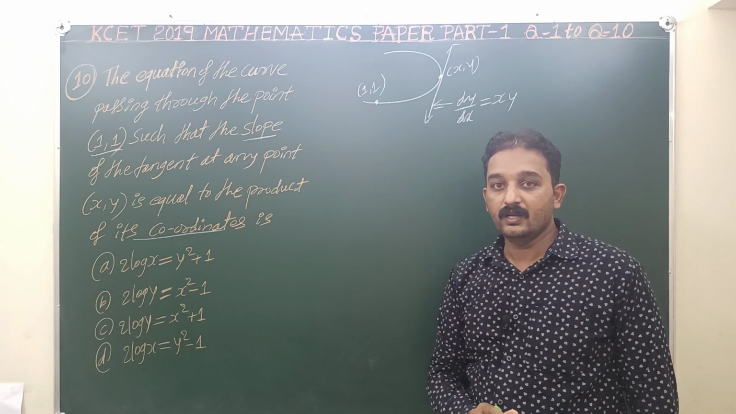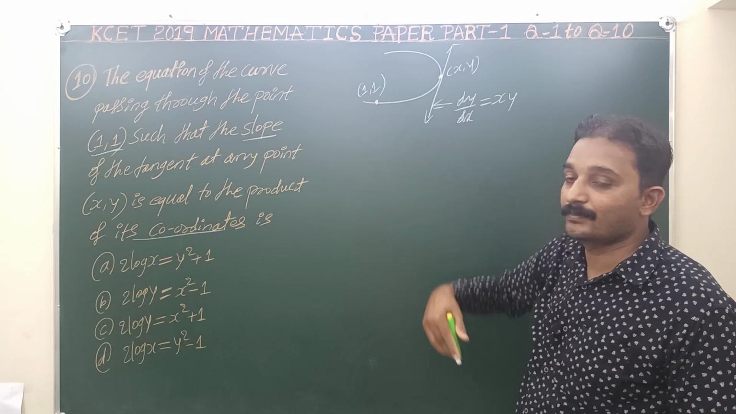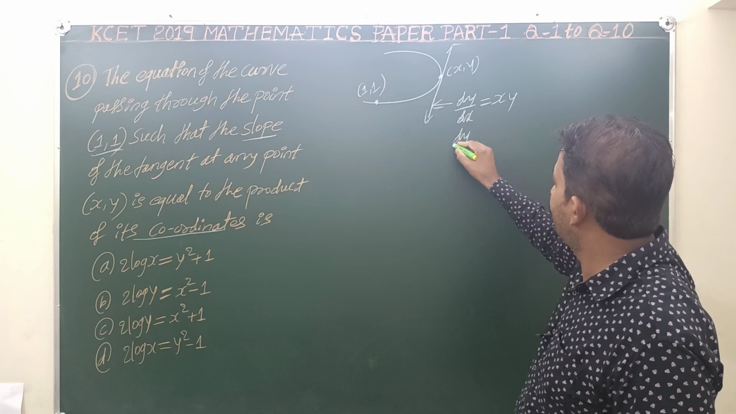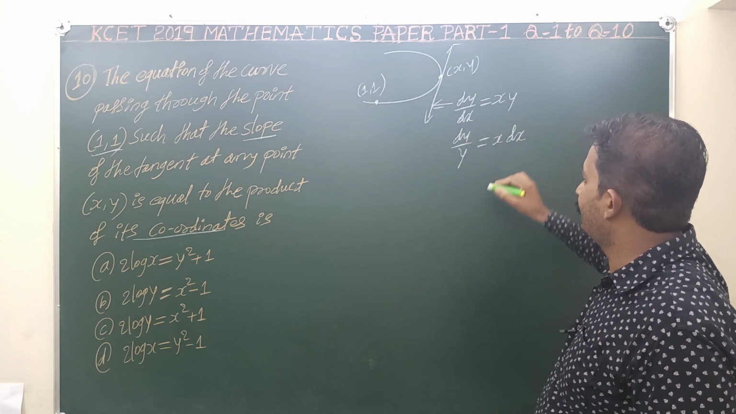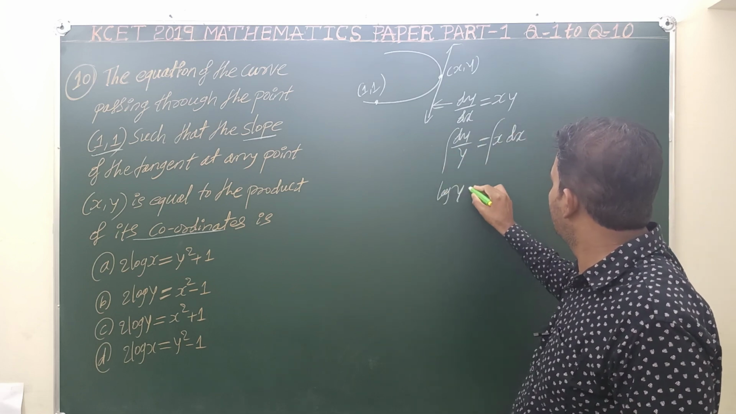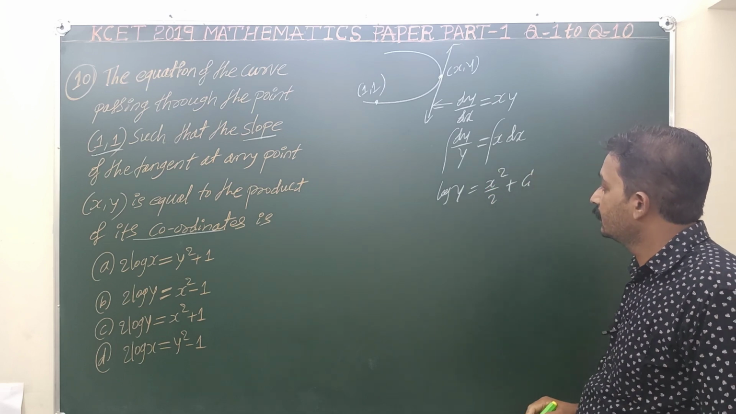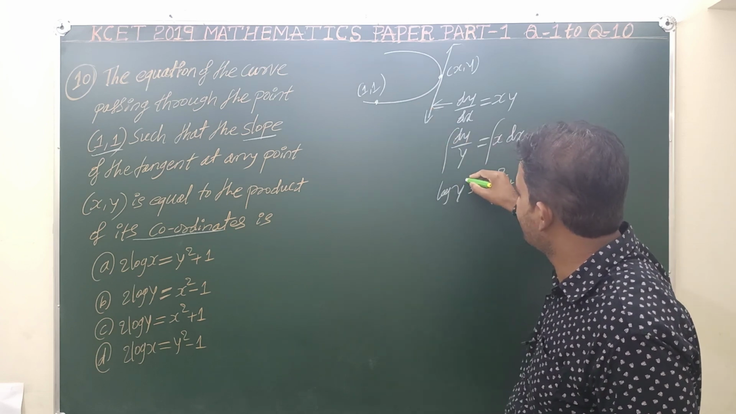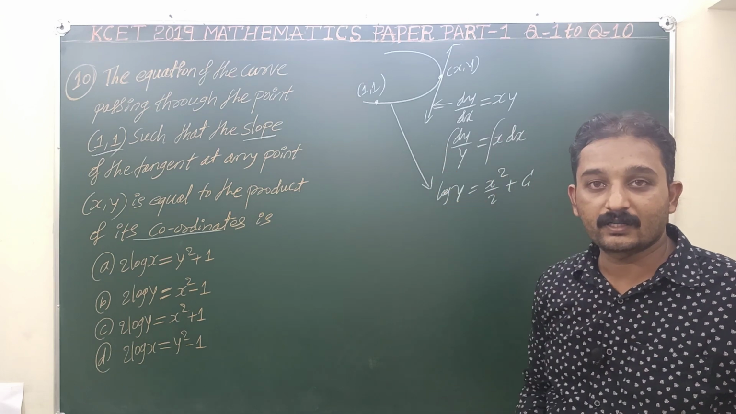First the general solution, and then using the condition that this curve passes through 1, 1, we get the particular solution. So now according to the variable separable method, dy by y equals x into dx, separate variables. Now apply the integration. It becomes log y equals x square by 2 plus indefinite integral constant c. This is the curve, but it is passing through the point 1, 1. We need in this case the particular solution.